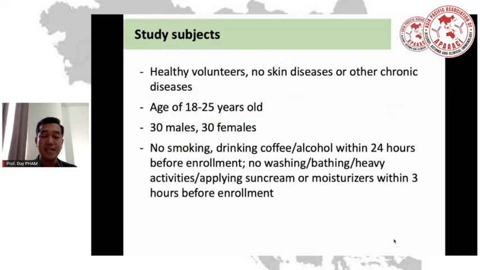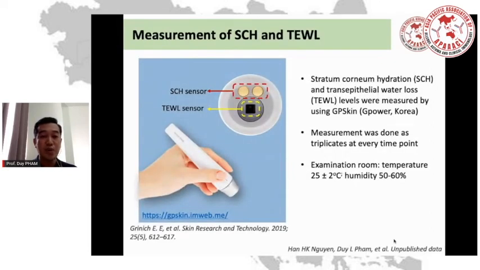It is a very initial study, so we performed it in healthy volunteers with no skin disease or chronic diseases. The age of the study subjects was from 18 to 25 years old. We had 30 males and 30 females. The subjects did not smoke, or drink coffee or alcohol within 24 hours before enrollment. They did not wash, bathe, or work heavily, or apply sun cream or moisturizer within 3 hours before enrollment. We measured the stratum corneum hydration, or SCH, and transepidermal water loss, TEWL, by using a device named GP skin.